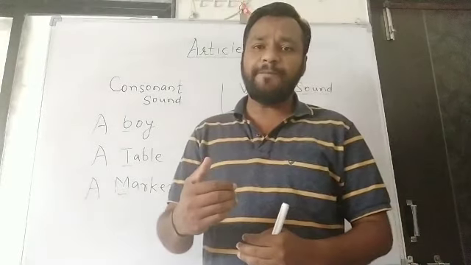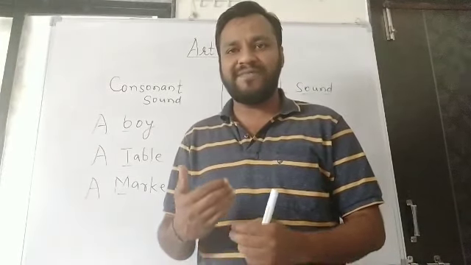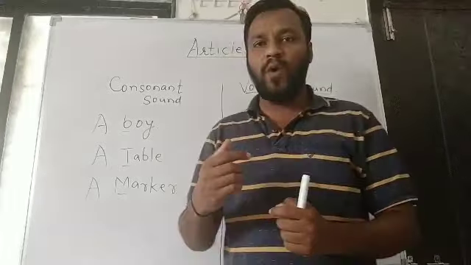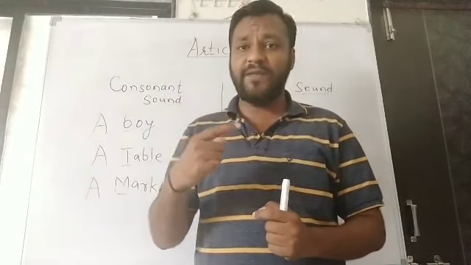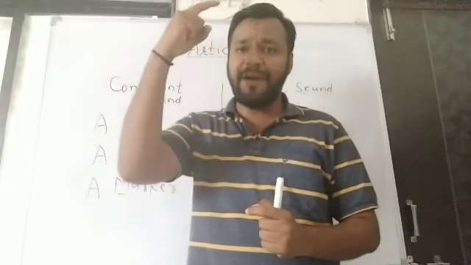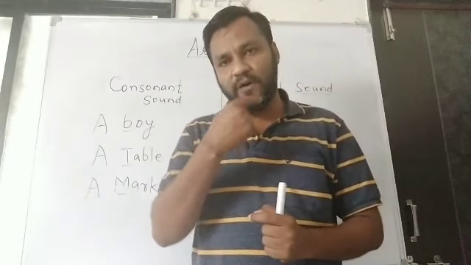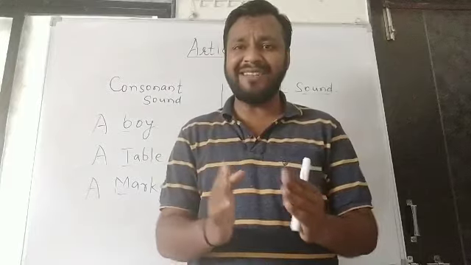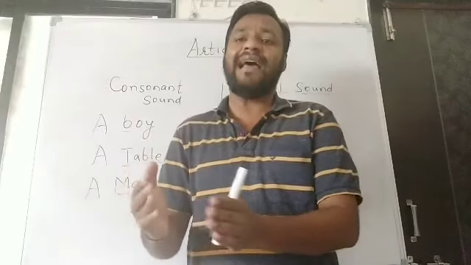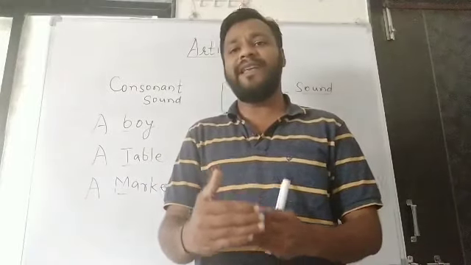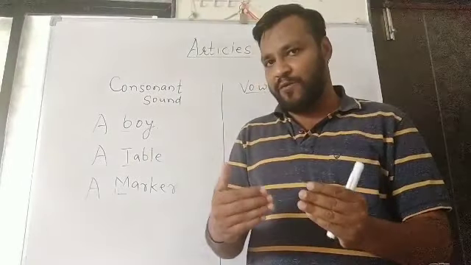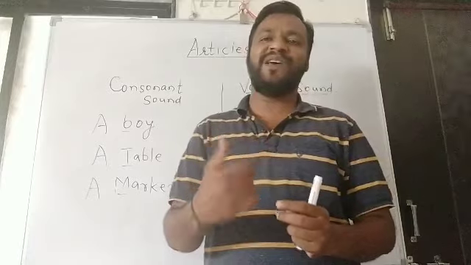Friends, when we pronounce consonant sounds, that time we need to close either our lips or else we have to touch our tongue to the upper side or else the lower side of our jaw. This is the trick if you don't know exactly how to identify consonant sound. Now with this trick everybody can easily identify consonant sound. Isn't it correct? Yeah, it is very easy.